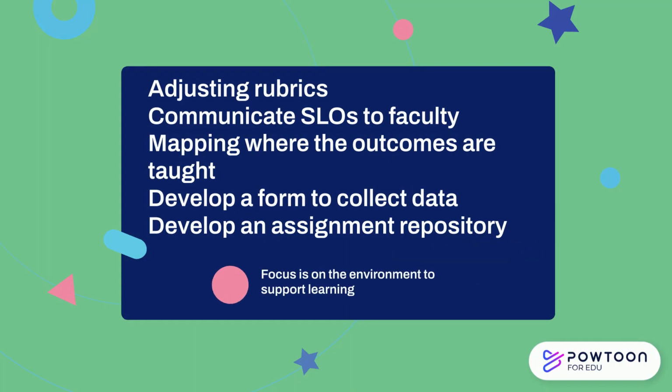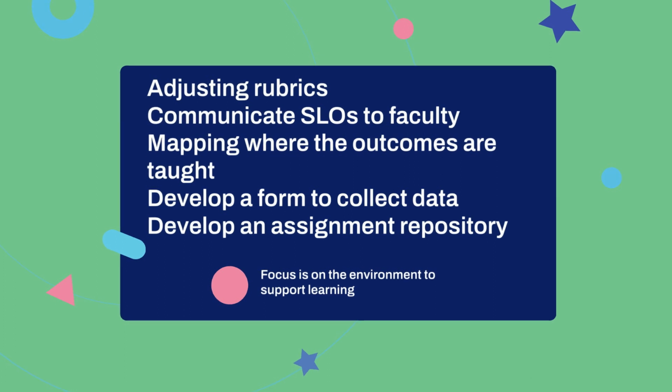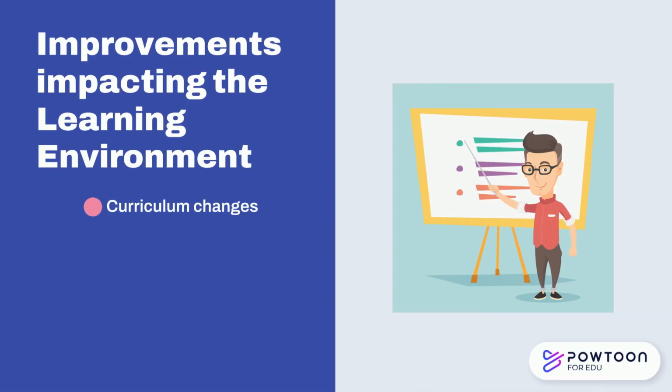Some examples of process improvements could include adjusting rubrics, enhancing communication to faculty, such as providing them the student learning outcomes. One could go through a curriculum map exercise where the outcomes are mapped to figure out where they're taught. A form or some type of collection plan could be developed to help faculty provide data for the assessment report. Or someone could develop an assignment repository, and faculty could look at different assignments and adapt or adopt them as needed.